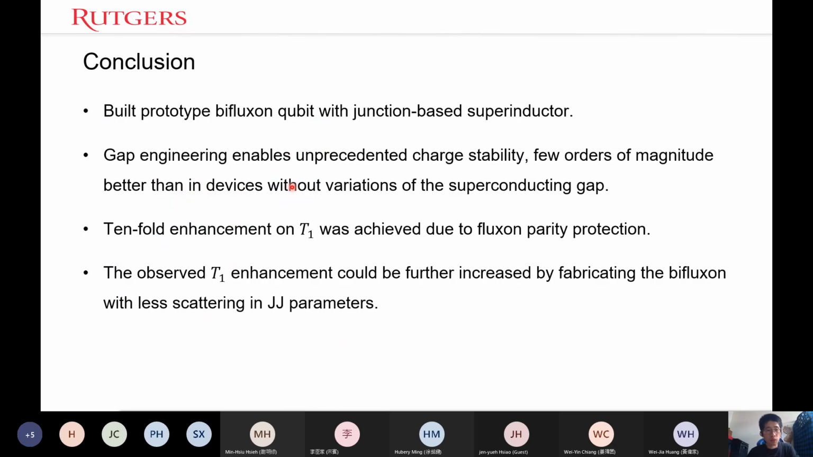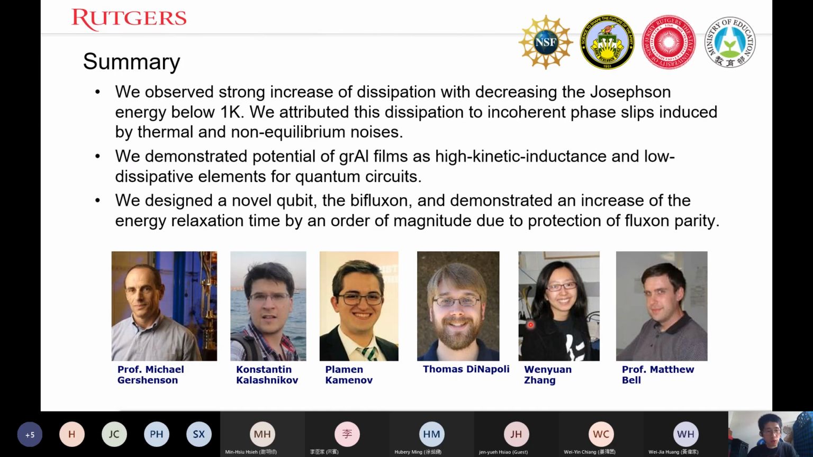So, a quick conclusion: we basically built a pi-type Bifluxon qubit with a junction superconductor, and we use gap engineering to promote the charge stability, and we observe a tenfold T1 enhancement, but it can be further increased by fabricating the Bifluxon qubits with less scattering in the Cooper pair box junction parameters. With all that, I would like to thank you for your attention. These are my former group members that I had the pleasure to work with, and I'm happy to take further questions.